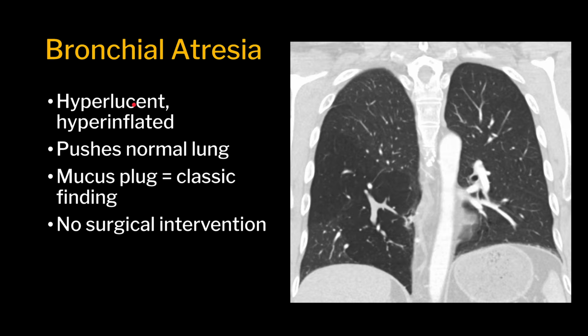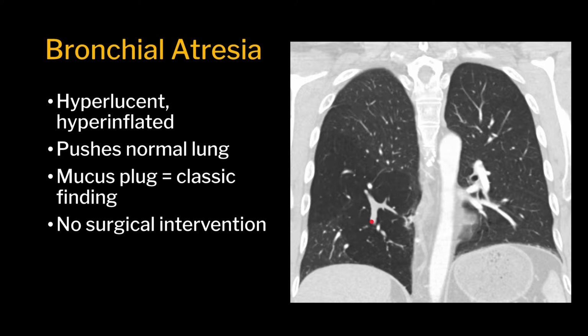And this is a case of bronchial atresia. What bronchial atresia is, simply, is an area of the tracheobronchial tree that does not communicate back to the central trachea and bronchus. But it usually pushes the normal lung aside, and the classic appearance is an area of hyperlucent lung with a central mucus plug. And if you look carefully on thin images, you will find that you cannot connect the bronchi in this area of lung back to the central tracheobronchial tree.